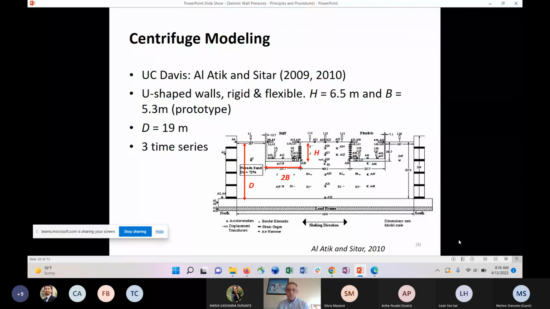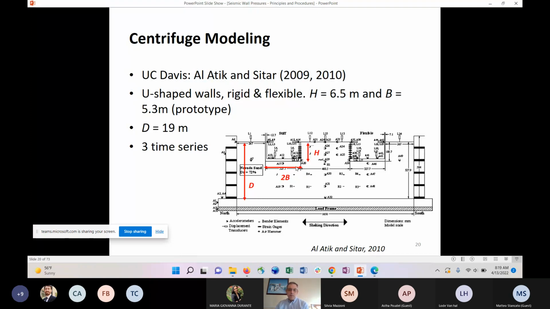With the centrifuge modeling, what you have is a model of a soil structure system. There is no structure per se. The structure here I'm talking about is just the walls. This is one of the original ones at UC Davis, Al Atik and Sitar, where they had 2 walls. This one was a fairly stiff wall in terms of its moment stiffness, the EI, and a more flexible wall here. These systems are U-shaped and there's soil underneath. That soil underneath is an important detail because it allows the wall to rock and to move because it's not rigidly connected to the bottom.